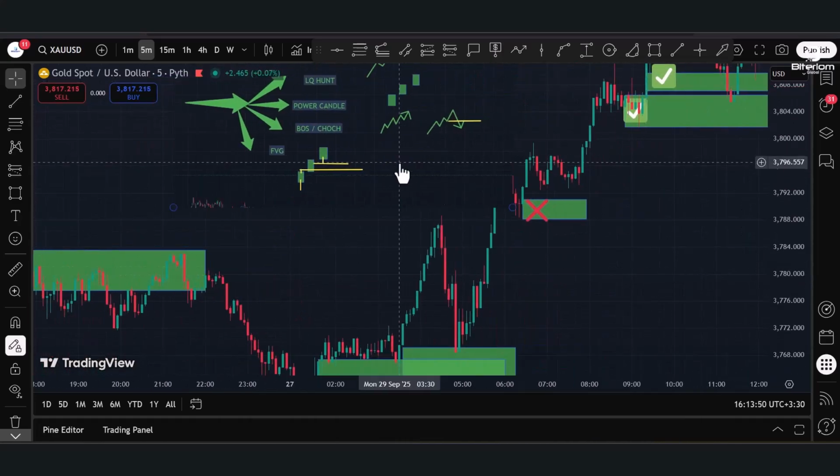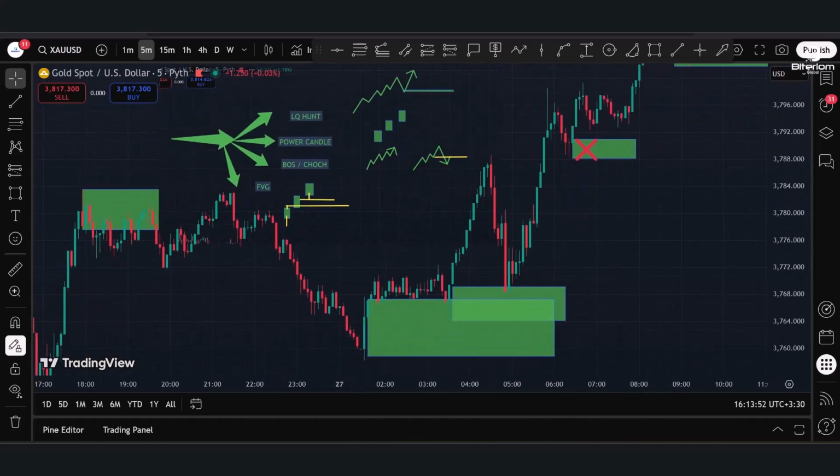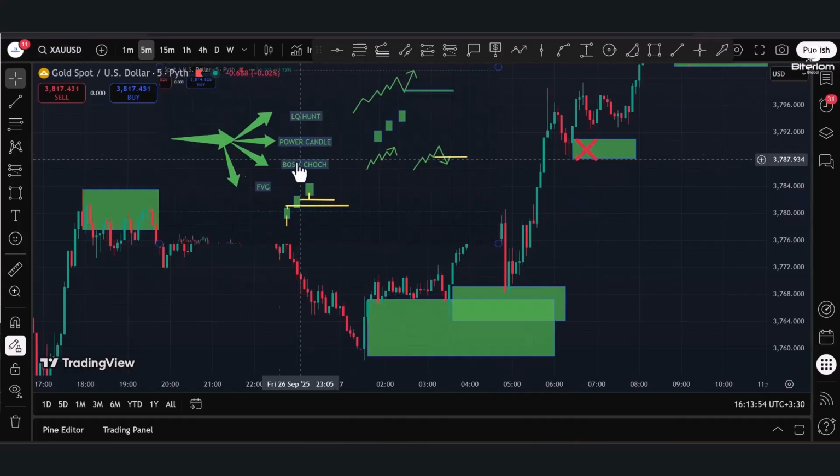Next, we have two more here. I want to check these two. I want to analyze them and see what they're like. All right, now let's check it together with the chart.